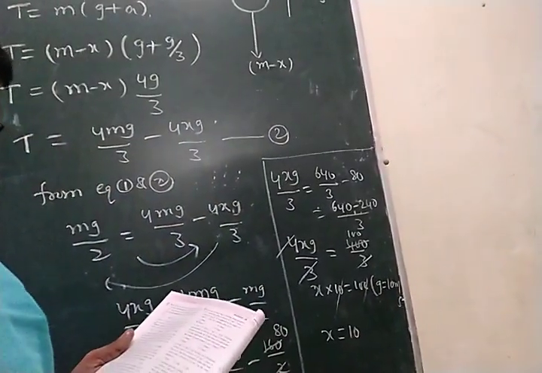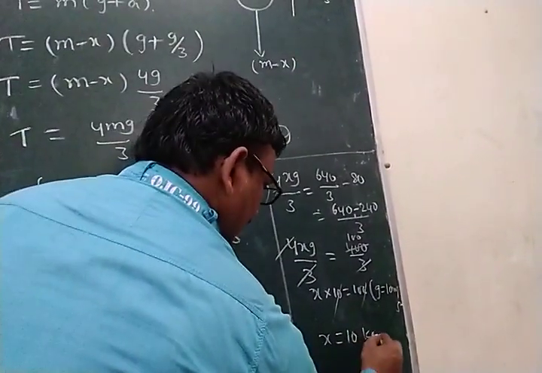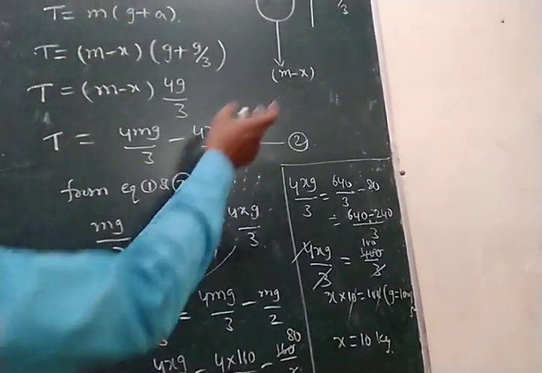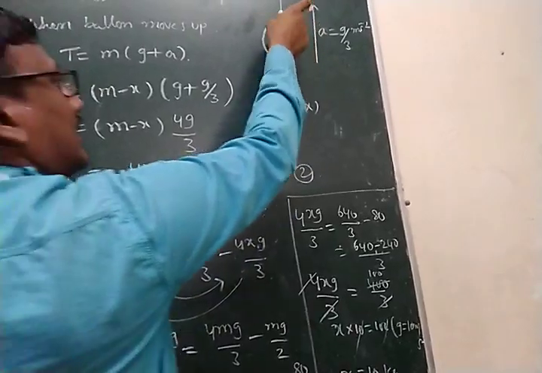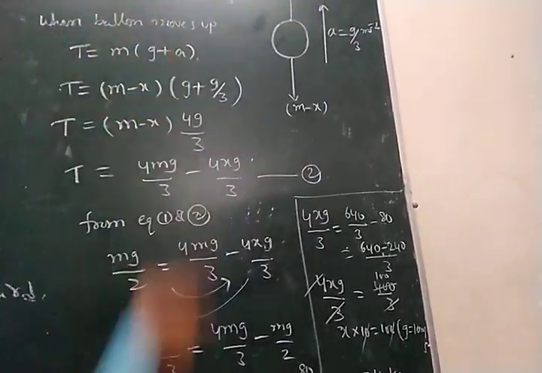How much mass is to be removed? 10 kg. When 10 kg is removed, at that time the balloon can move in an upward direction.